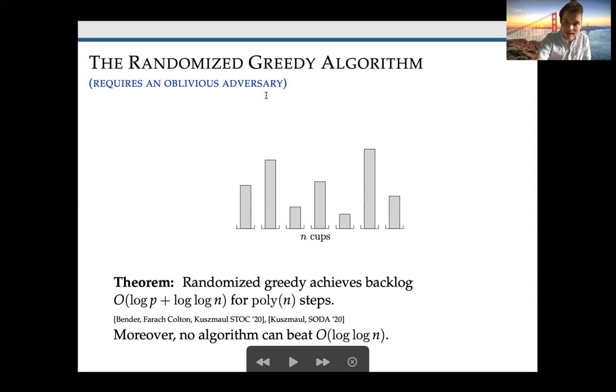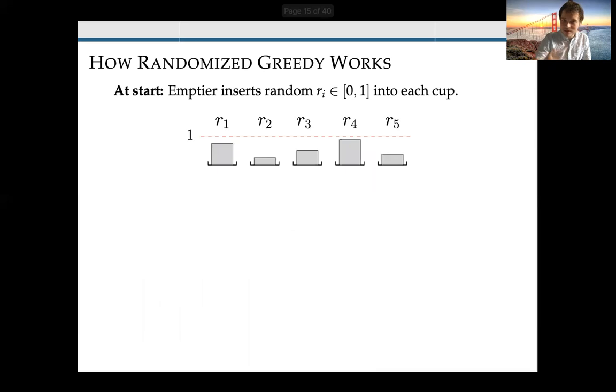Okay, so it's actually worth spending a moment talking about how this randomized greedy algorithm works, because it's very simple, and it's also going to show up as a side character again later in our talk. The way the algorithm works is that the only randomness is at the very beginning. At the beginning of the algorithm, the emptier puts random amounts of water between 0 and 1 into each of the cups. This is a little unintuitive because the emptier's job is to remove water from the cups. But at the beginning of the game, in this algorithm, the emptier artificially places water into the cups for the sake of bookkeeping. These random initial offsets are then going to randomize the emptier's behavior forever in a nice way.